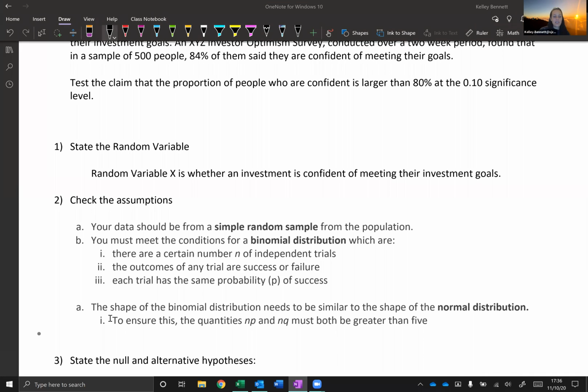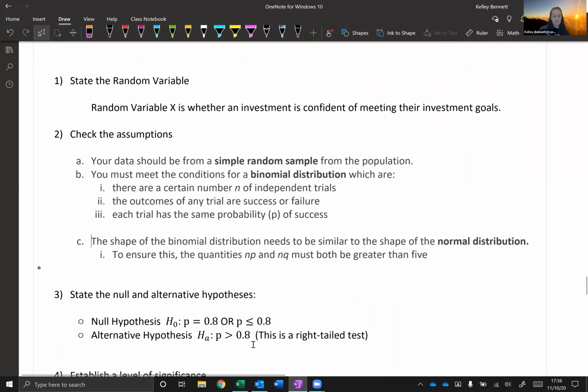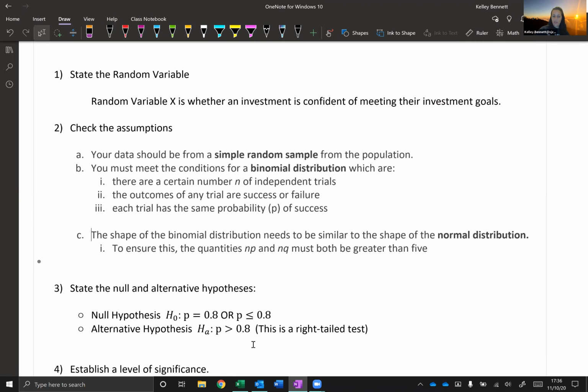And then we also need to check that the shape of the binomial distribution is approximately normal. The way that we do that is we look at np and nq, and we saw that happening in the Excel sheet. So we're just going to put a pin in that, dump our data in, and see if that assumption is met. Let's move on to stating the null and alternative.